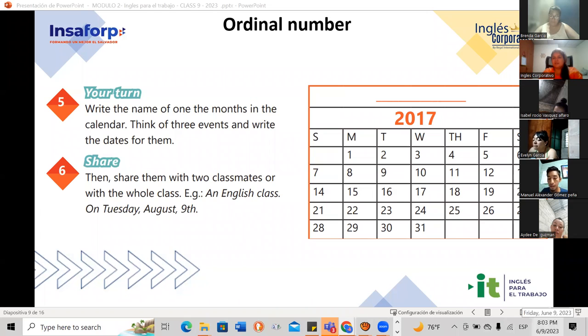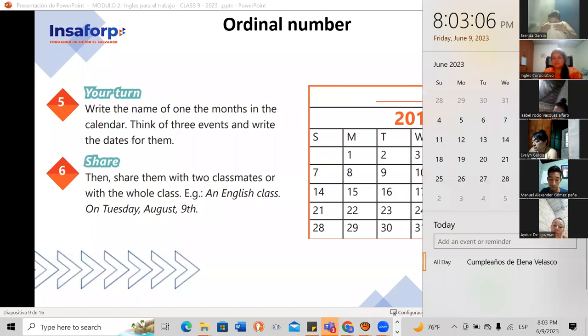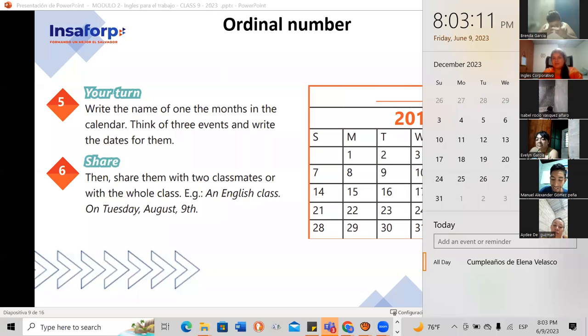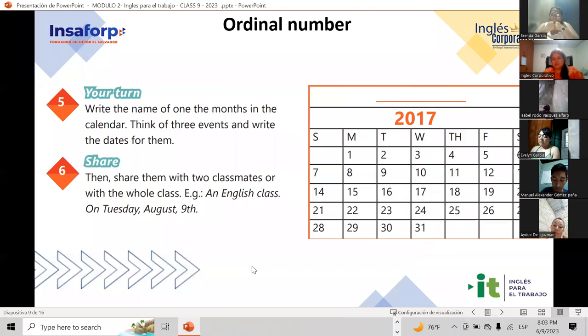December 31st. Ay, es cierto, es 31. 30 lo he escrito ya. 31st. 2023. Yes, and that is Sunday. That will be Sunday, okay? Sunday, December 31st, 2023. Okay, 2023, I'm sorry. Very good. Thank you. Okay. Manuel, who is ready? ¿Quién más?